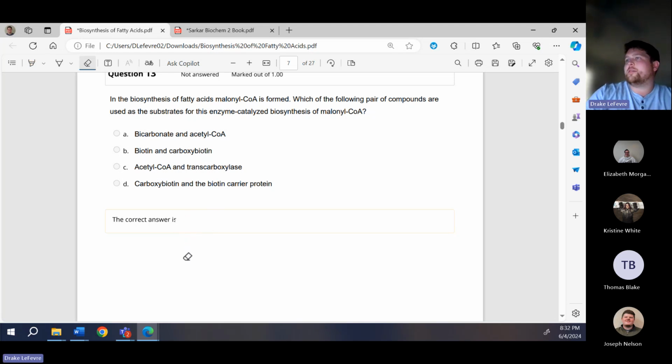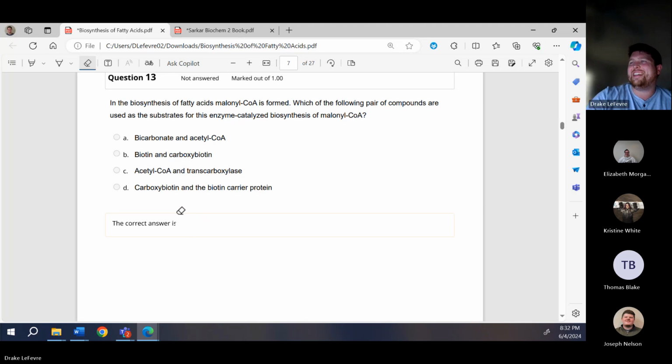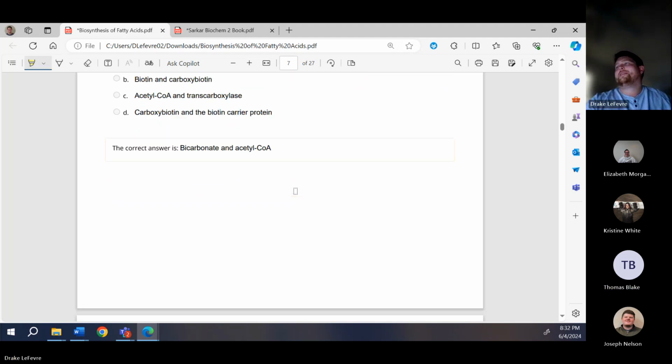Gosh, I hate this computer so much. There it goes. Bicarbonate and acetyl-CoA. Ugh.